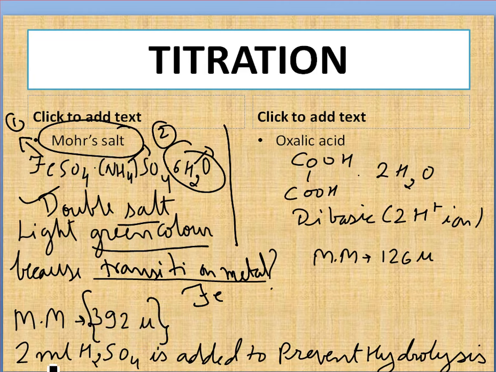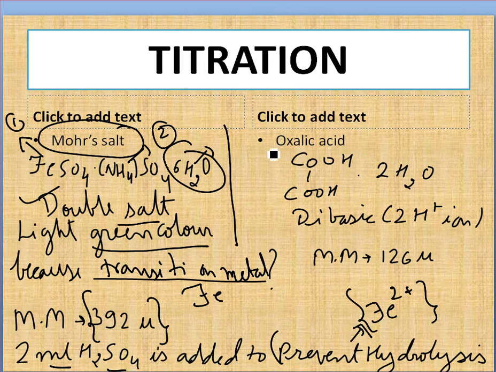You have to add H2SO4, 2 ml or 1 test tube of H2SO4, in ferrous ammonium sulfate to prevent the hydrolysis of ferrous Fe2+ ion. You have seen that in the titration sometimes brown color appears. Okay, so to decolorize that brown color, to prevent hydrolysis, you have to add the H2SO4 solution. Here guys, next is oxalic acid.